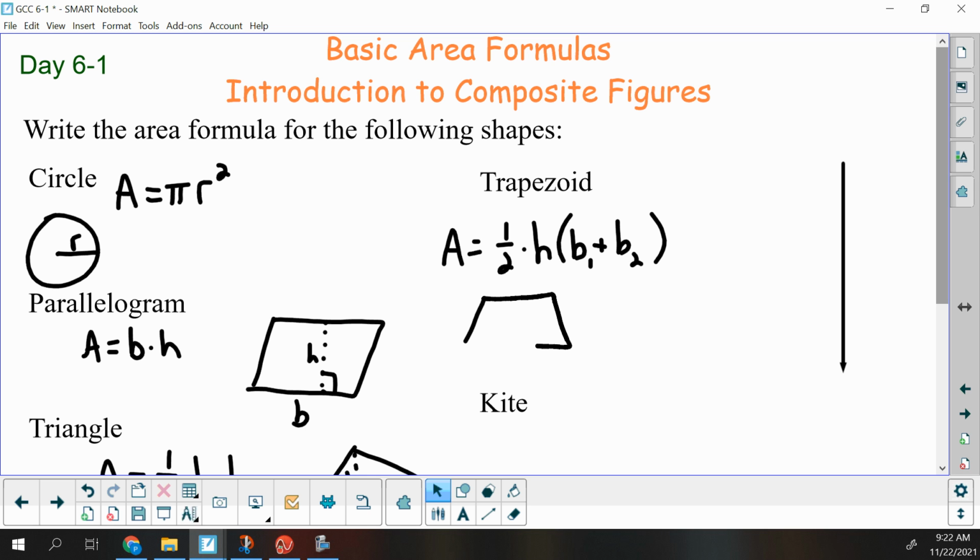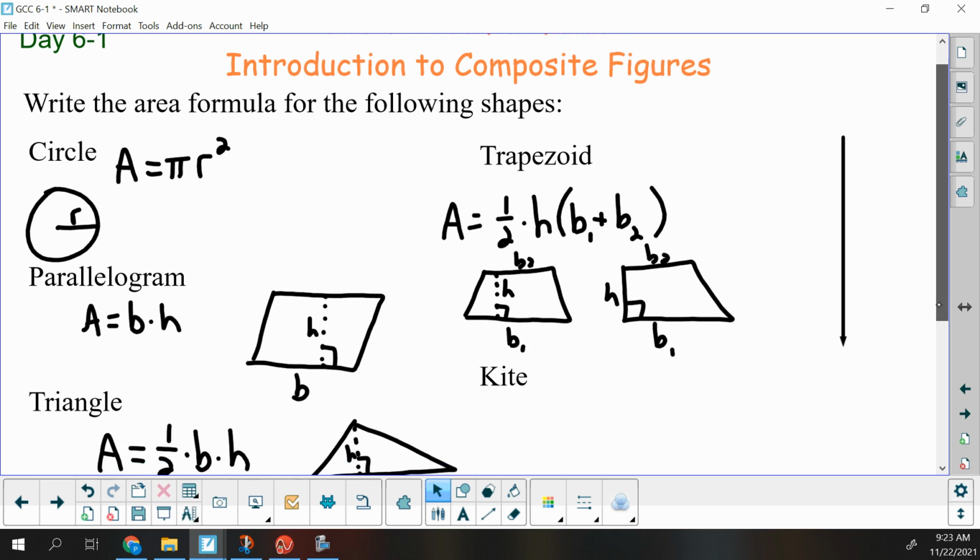And some different trapezoids. We'll make that one kind of look like an isosceles trapezoid. And here's another trapezoid. So in this one, we could call these base 1 and base 2. And the height, again, has to form a right angle. Here, if this was a right angle, we could call that the height. And then again, you have base 1 and you have base 2. So the bases in the trapezoid are the two parts that are parallel to each other.